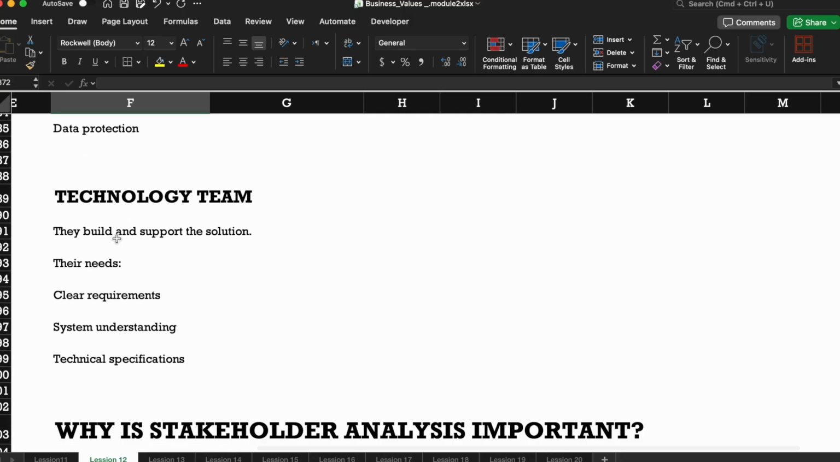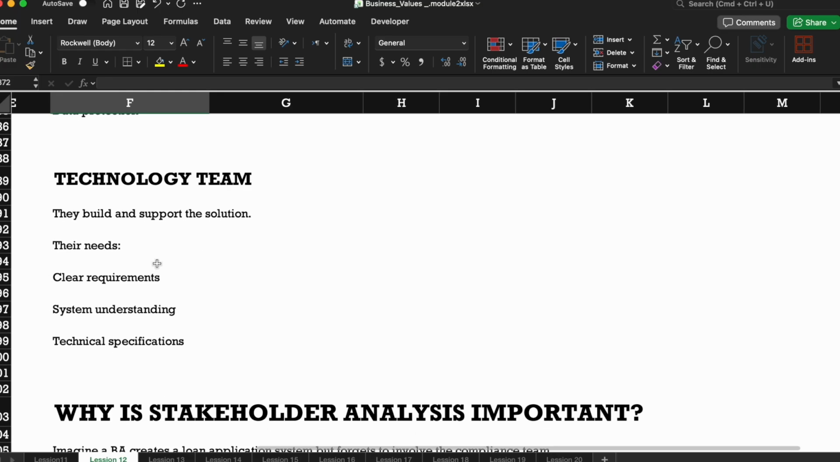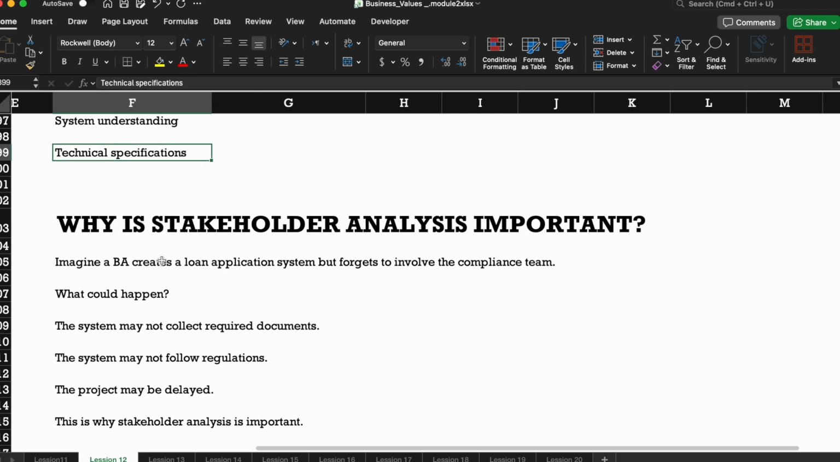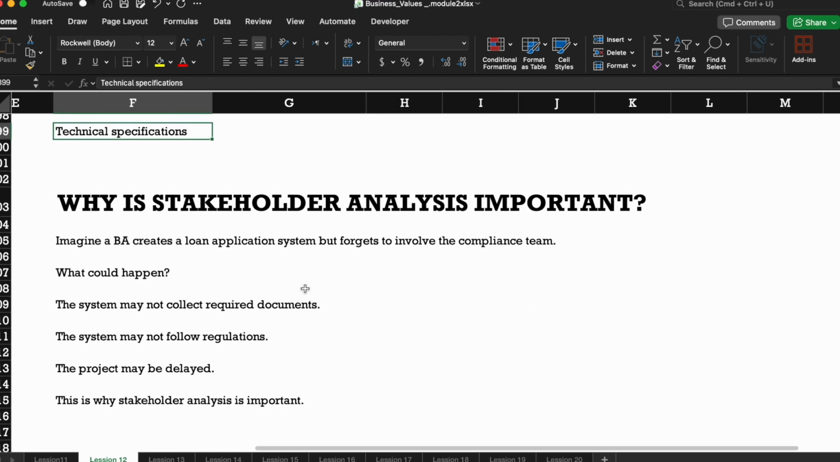Technology team: they build and support the solution. They need clear requirements, system understanding, and technical specifications. So this is the team you are going to work with. So why is stakeholder analysis important?